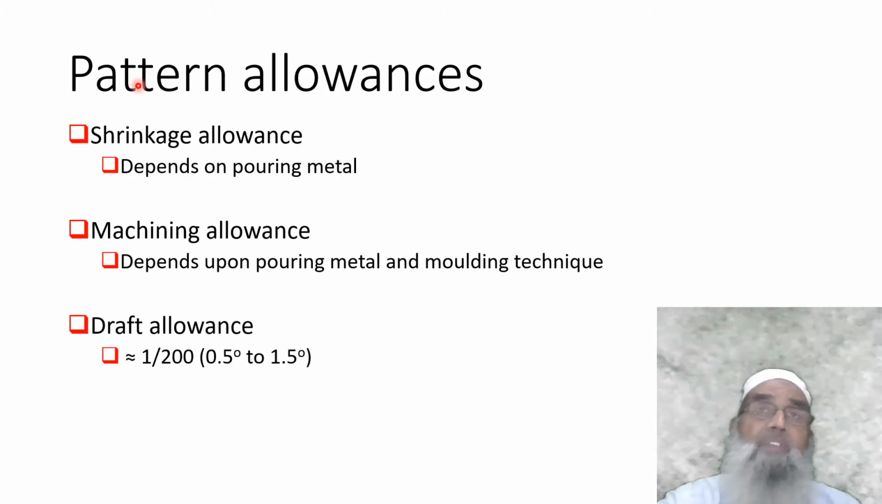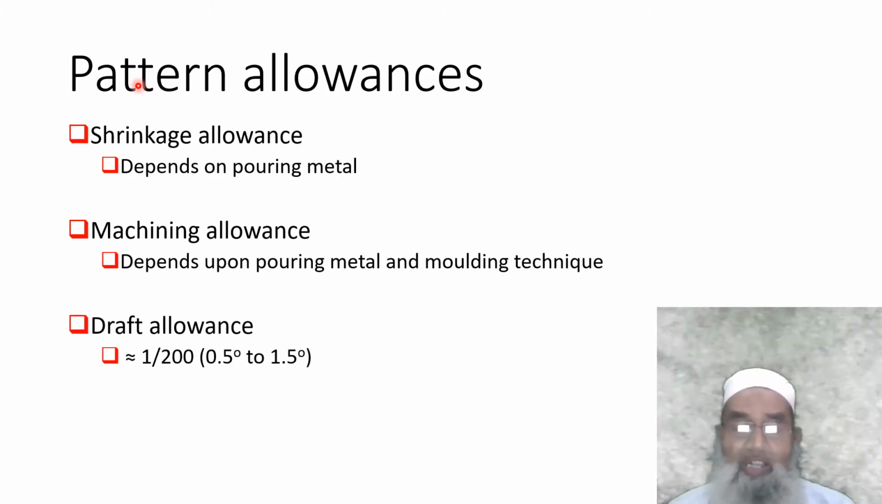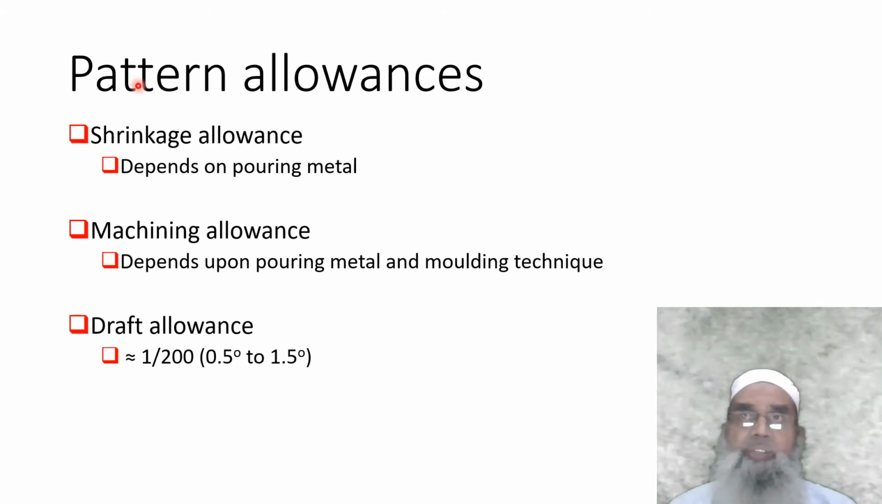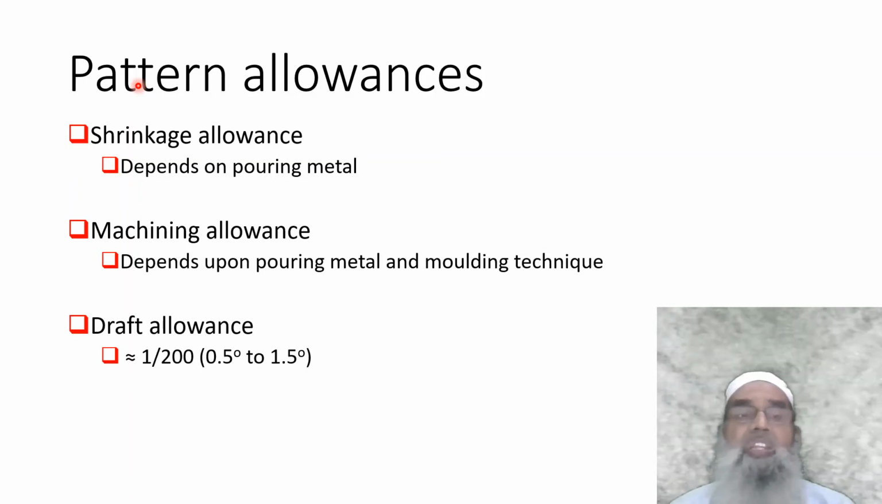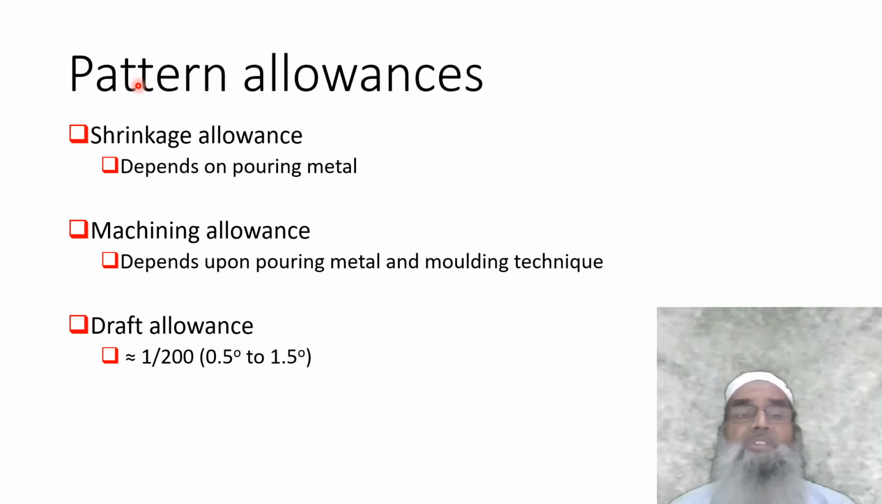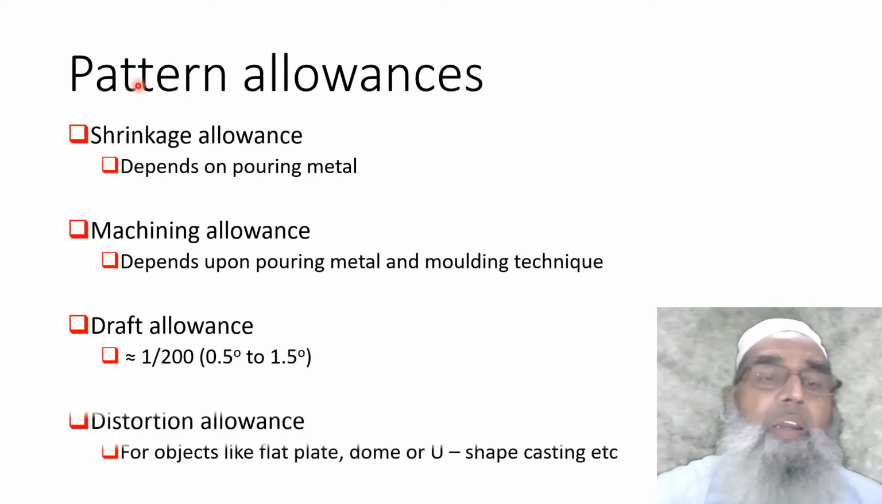Another is the draft allowance, for the vertical surfaces in the pattern. If a surface is vertical, it is very difficult to take the pattern out, and while taking it out it may erode the vertical surfaces of the mold cavity. Therefore, we need to give certain allowances, and that is up to 0.5 to 1.5 degree.